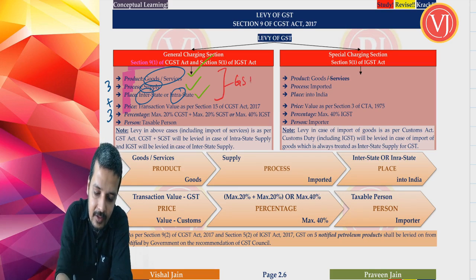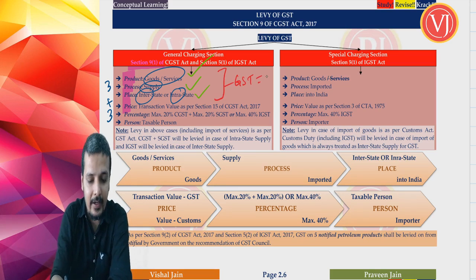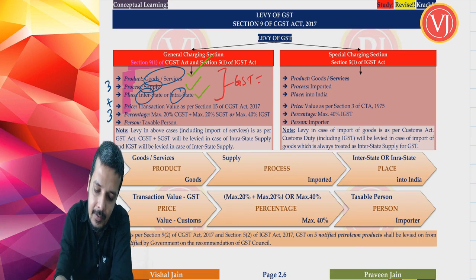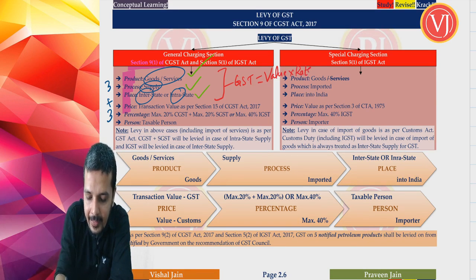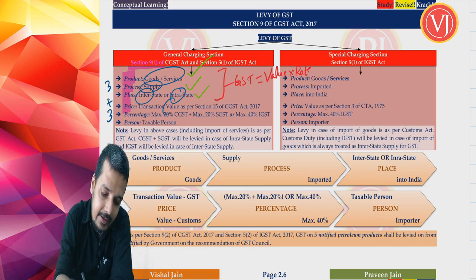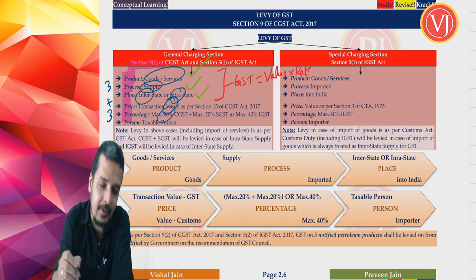So once you have GST, you have to calculate GST. So you will require value and you will require rate. The moment you are very clear that GST will be there, the next thing is you require value and rate, and that value is nothing but price, the transaction value, and that rate is nothing but percentage, right? So you are talking about the next two P's, price and percentage.